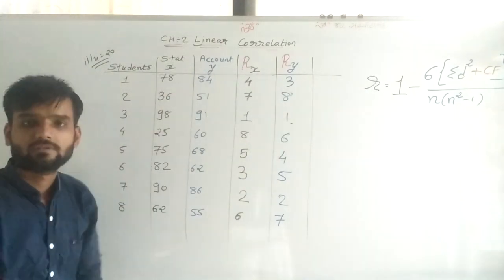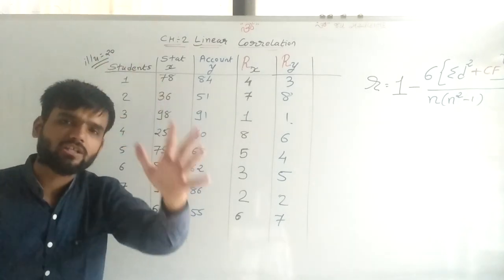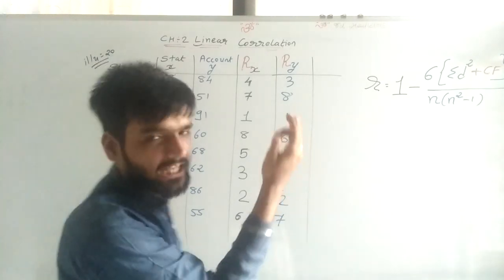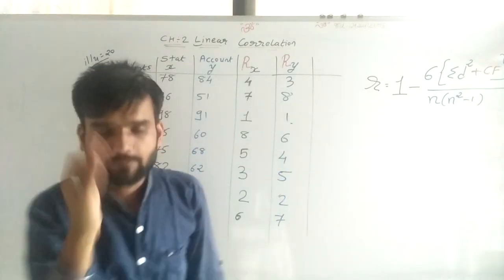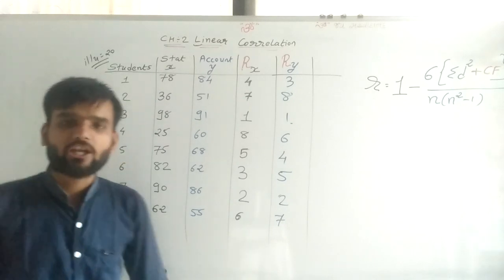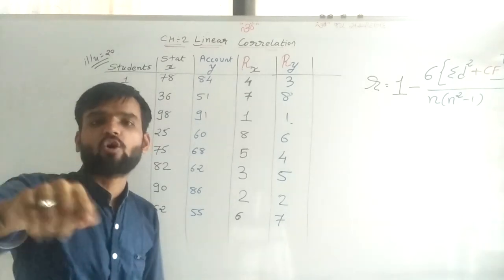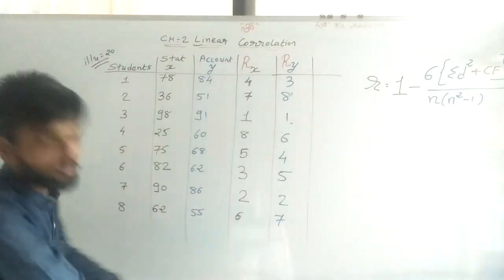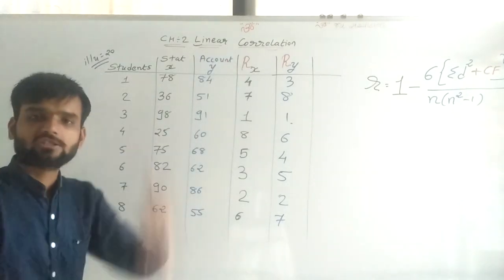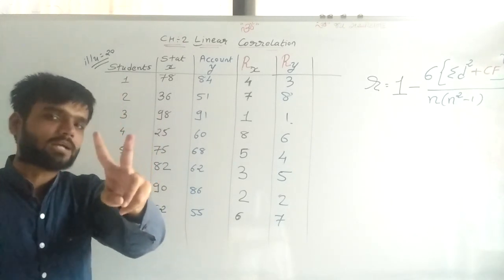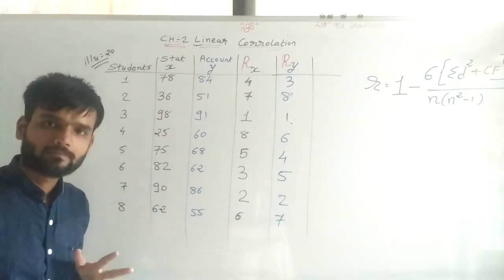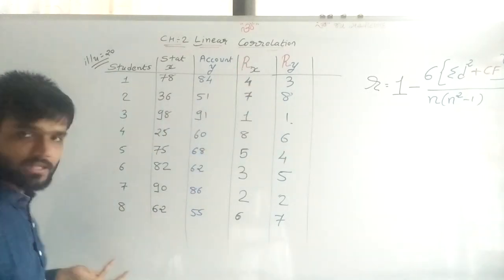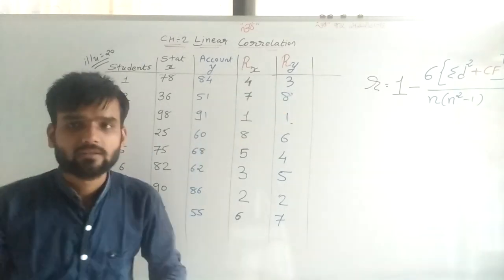Now here, ranks are given to the students. First of all, as per the method name, Spearman's rank correlation method, we first give ranks to the students. Here we have given the ranks to the students on the basis of marks in the two subjects. In the question, n is the number of students, which is 8.